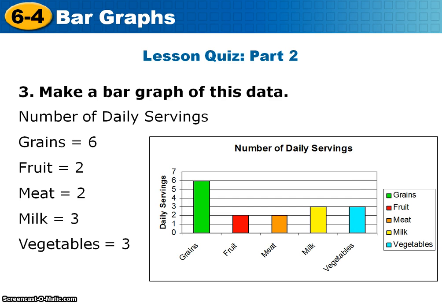And there's my data. We go a little higher than 6, we counted by ones. And in this particular graph, they included a legend, but it's not necessary since it is just a single bar graph and you already have the labels along the bottom.